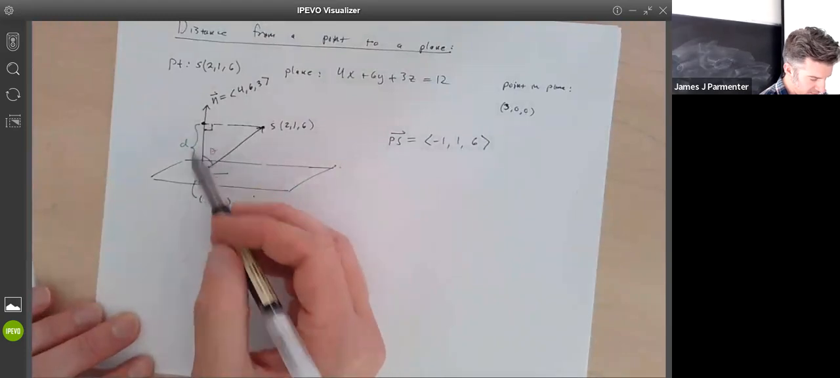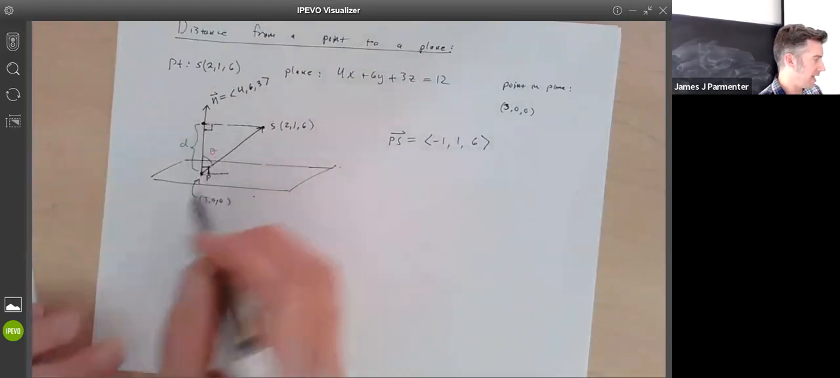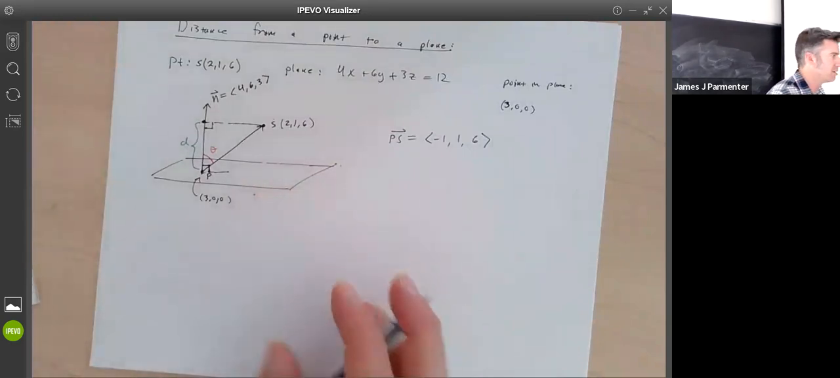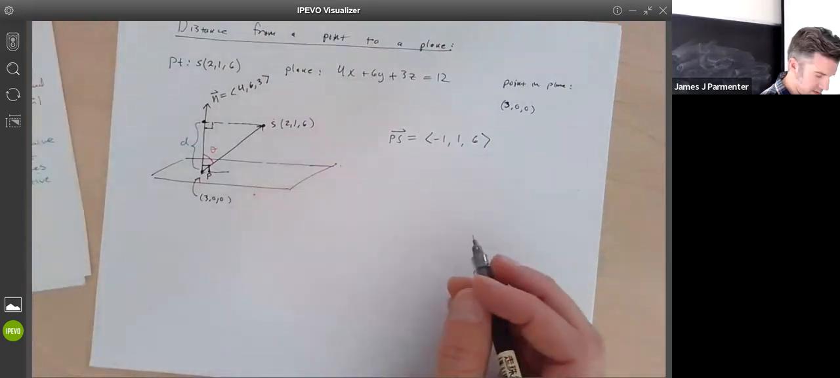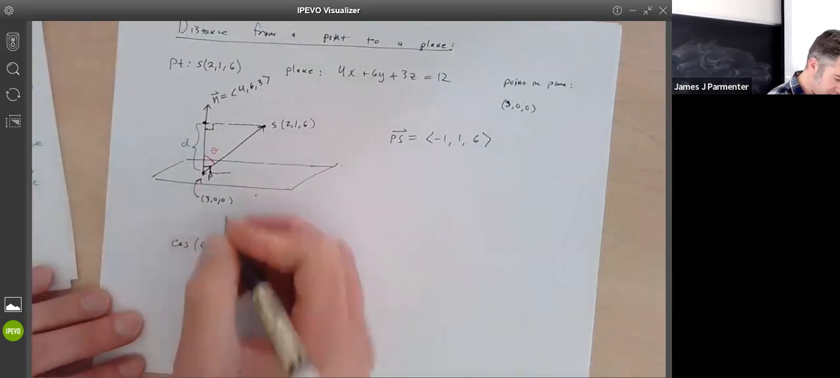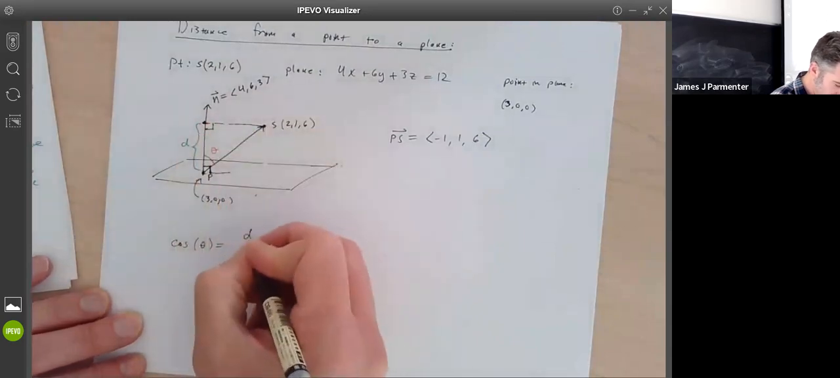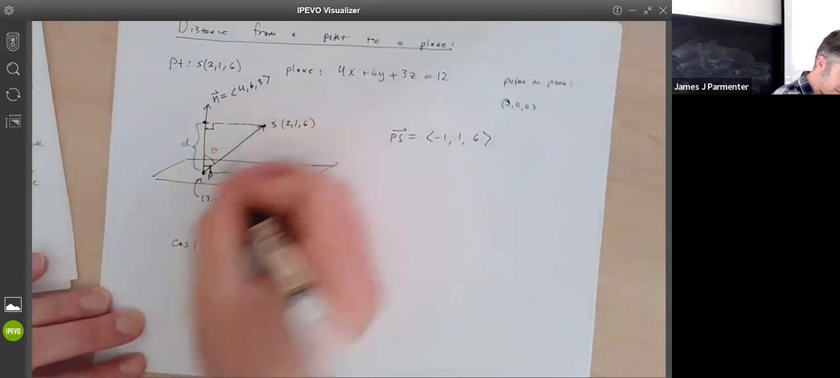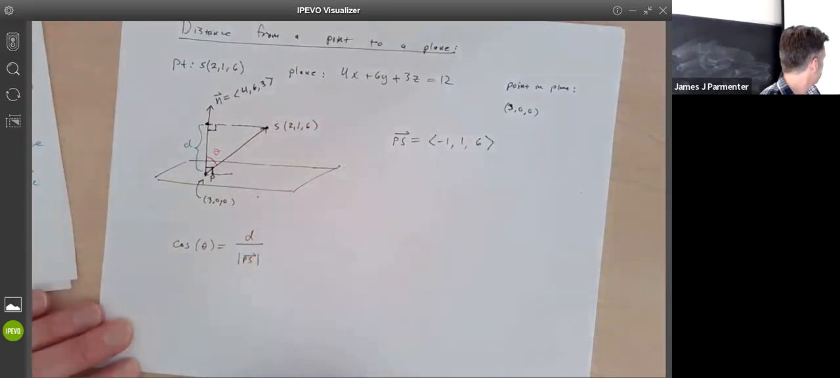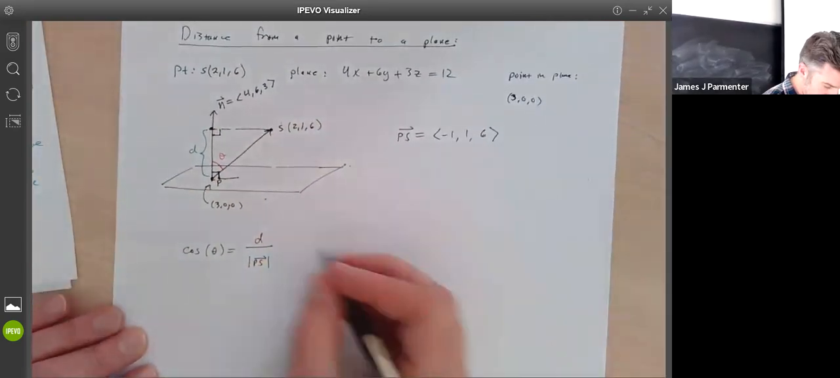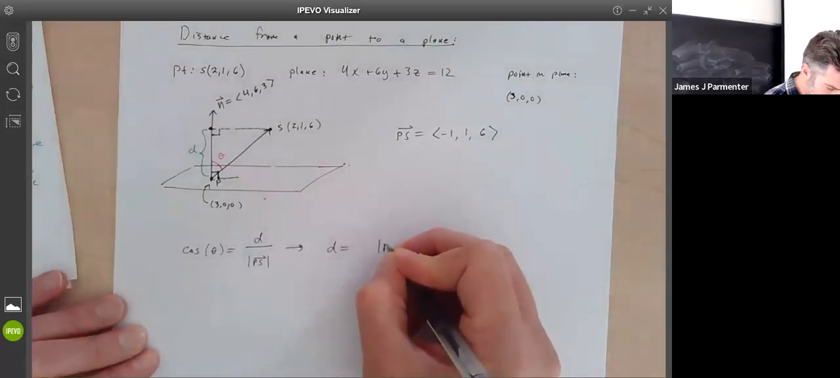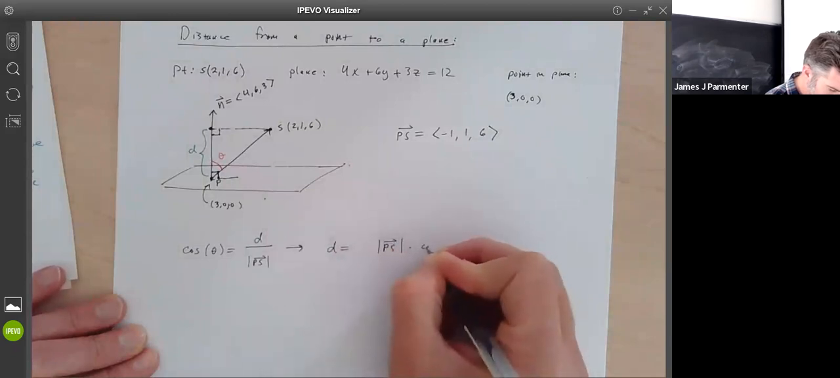So I'm trying to find this distance here. Again, I'm thinking trig functions: cosine, sine, or tangent. It's never tangent. It's going to be cosine this time. Cosine of that angle is equal to the length I'm looking for divided by the magnitude of this vector. So once again, I'm going to solve for D and get that D is equal to the magnitude of PS times cosine of theta.